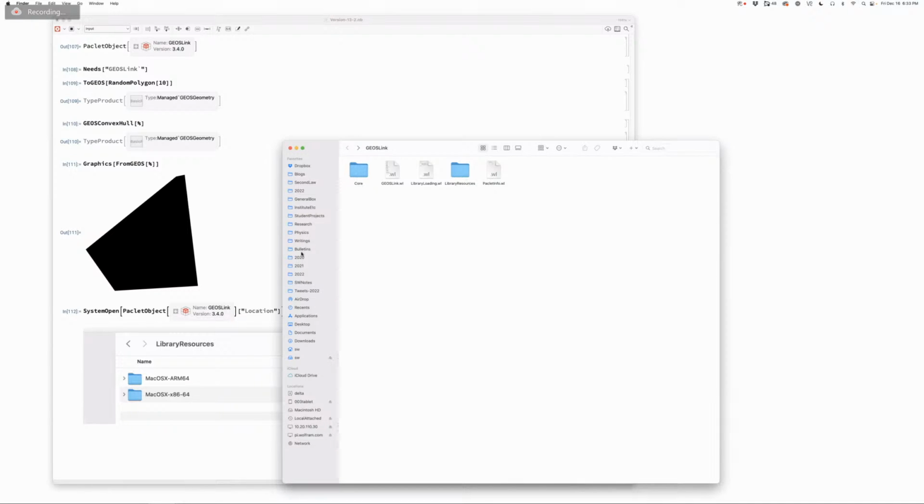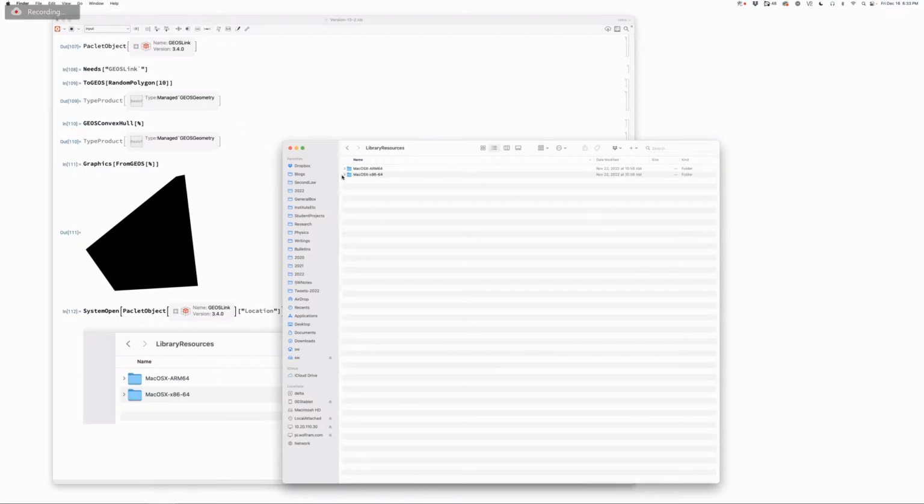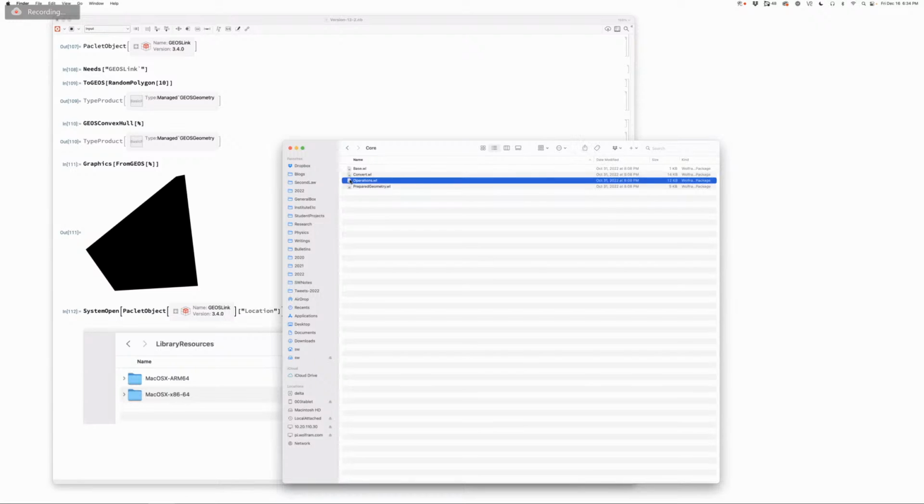Now, okay, what does it actually look like? Let's see, where is this? Where do I want to go? Library resources, and let's say here, where do I go here? Now I want to go back up. Maybe it's in geoslink.wl, but it thought it was in a different file. Is it in core? Oh yeah, here we go.